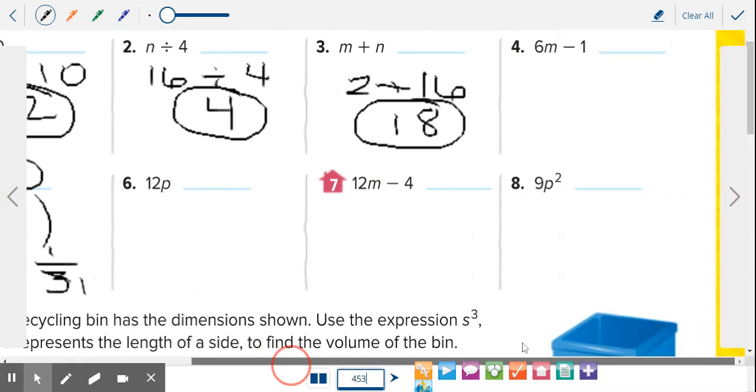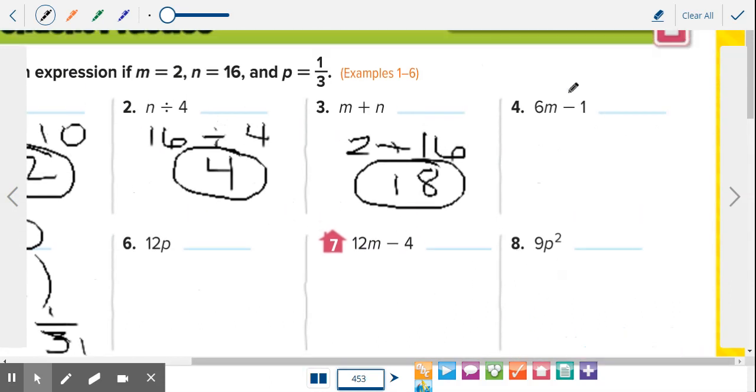So those are two-step, multi-step expressions. So they have more than one operation and more than one variable sometimes. It just depends. So number 4, 6m minus 1. So your first step always is to replace the variable. So we have 6. What's m equal? 2 minus 1. So now what operations do we have?